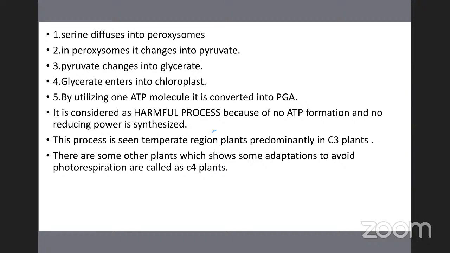So here, energy molecules are not synthesized. That's why it is treated as a harmful process. That means no formation of ATP and no formation of reducing power. This process is seen in temperate region plants, predominantly in C3 plants. And there are some other plants which show some adaptation to avoid this photorespiration, called C4 plants. That will be discussed in further chapters.